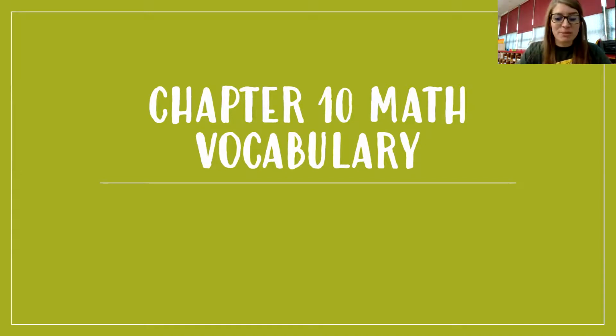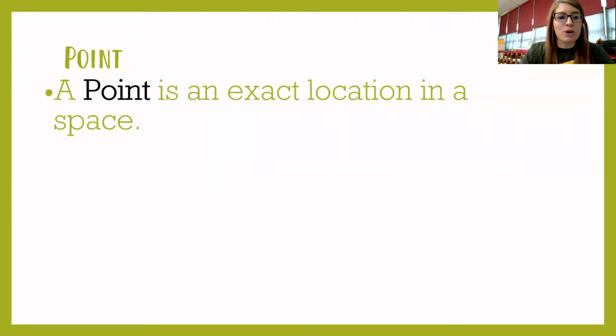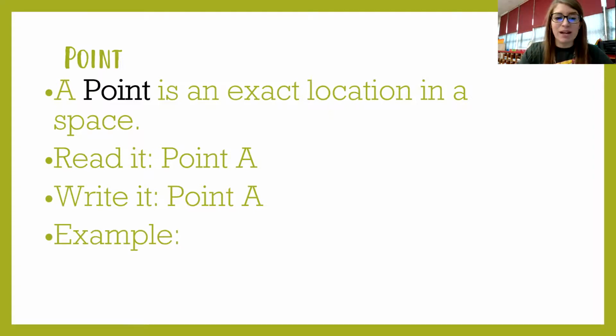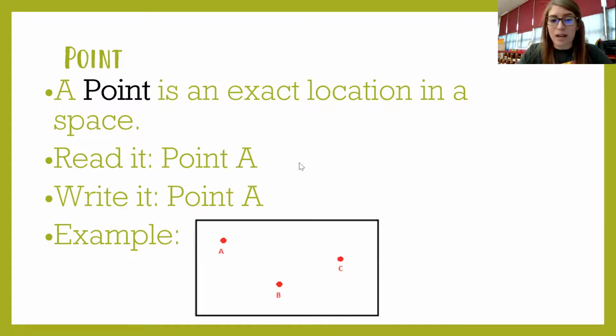All right, so chapter 10 vocabulary. First word is point. A point is just an exact location in a space. We would read it point A, write it point A, like if we were writing it out, and it would look like this. We've got a point, here's a space inside a rectangle. We've got point A, point B, and point C.